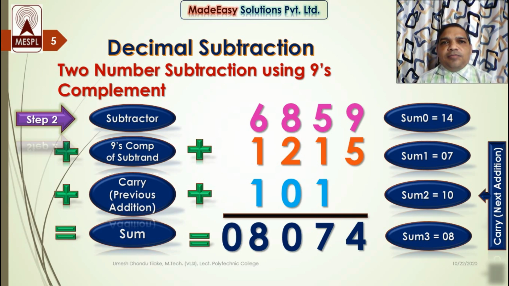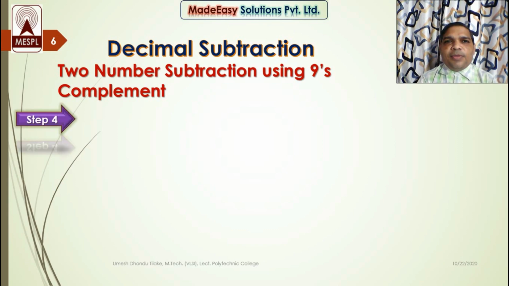Now let's check this step 3. What is step 3? Obtain addition. So we have already obtained the addition and check carry. So here carry is 0. So what it indicates? It is cleared in step 4. So what our step 4 says, that if carry is 0, then the result is in 9's complement form. We have to find the 9's complement of the addition we got in step 3 to get the difference in pure form. So let us obtain the 9's complement of the addition we got in step 3.